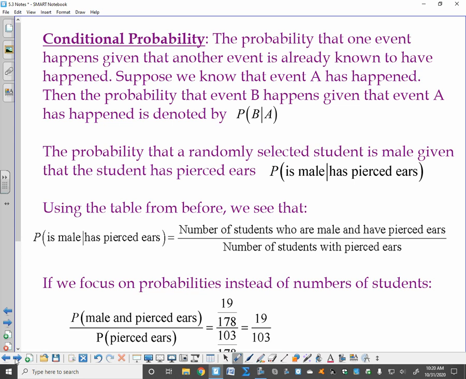Okay, so now using the table from before, we have already talked about this: male, given, has pierced ears. So this is the number of students who are male and, that's a key word, have pierced ears, that's that 19 number, over the given, the number of students with pierced ears.